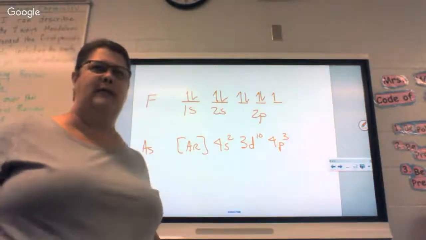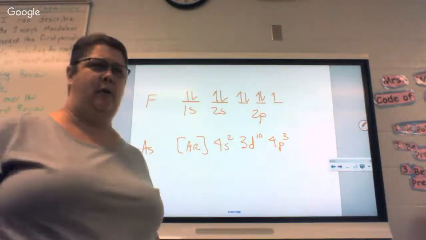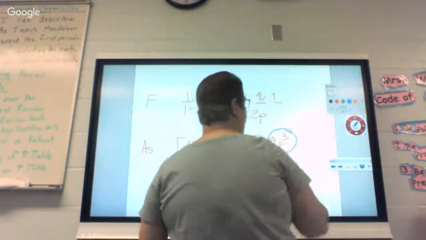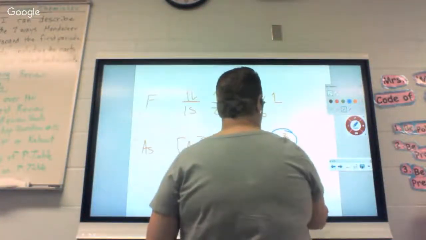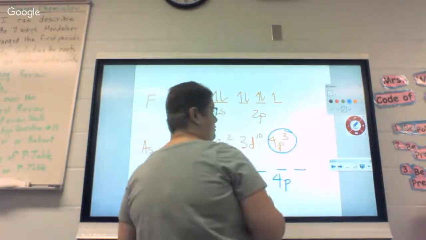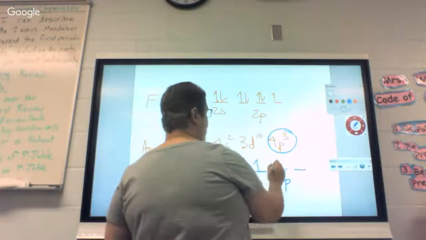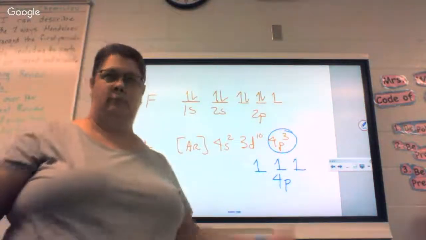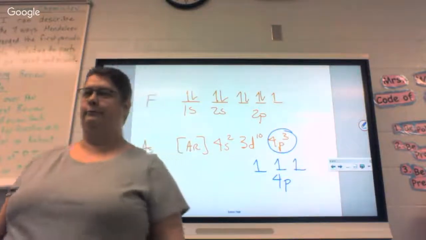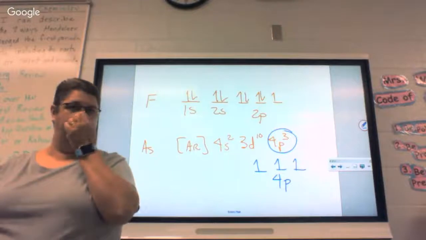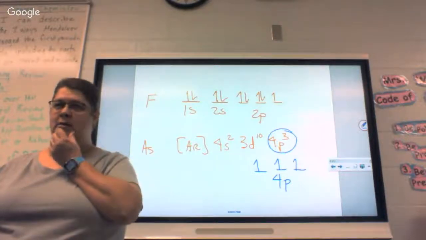Where's the only place anything is going to be unpaired? So that's the only thing I'm going to draw, okay? So this is the only place it's going to be unpaired. So 4p has how many lines? And how are the three arrows going to be on the line? All up, okay? So how many are unpaired? There you go. That's the answer. Are you with me?